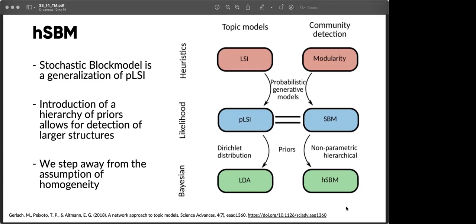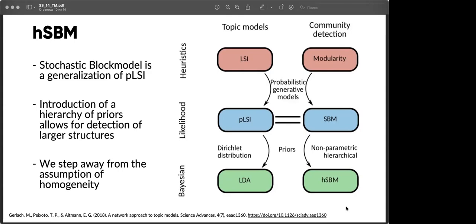I will show you the presentation as a file. I will link it in the chat a bit later, but the article is very good to read. So they have proven the statistical equivalence between the stochastic block model and PLSI.